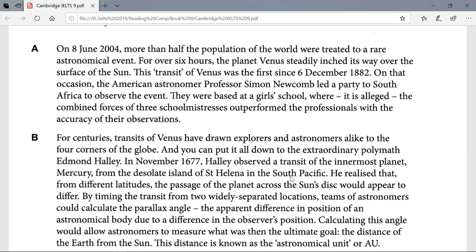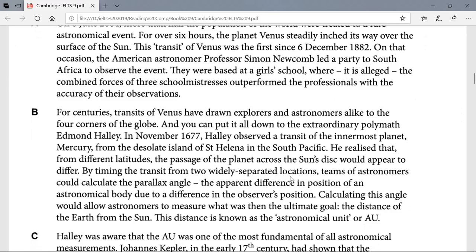"On that occasion, the American astronomer led a party to South Africa to observe the event. They were based at a girls' school where it is alleged the combined forces of three schoolmistresses outperformed the professionals with the accuracy of their observations." They set the stage for something, which I understand is that they are trying to observe something like a solar or lunar eclipse. That's what I can relate to. But it was an event which happened after quite a long time, 1882 and then 2004, more than 120 years.